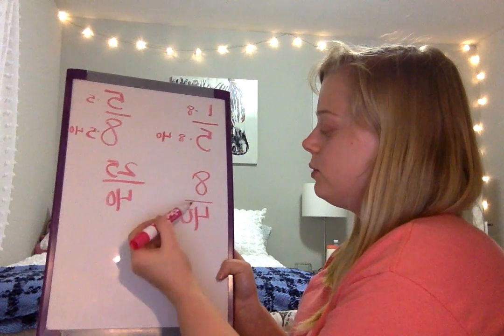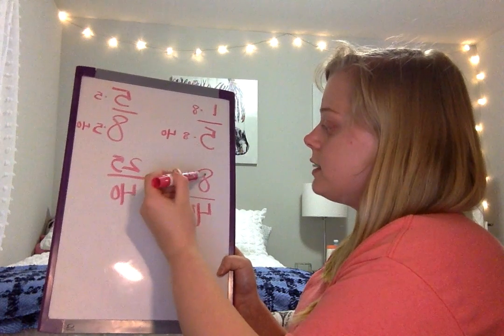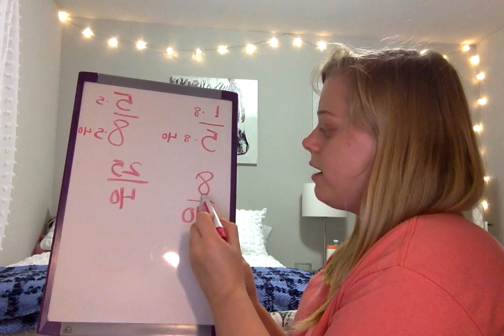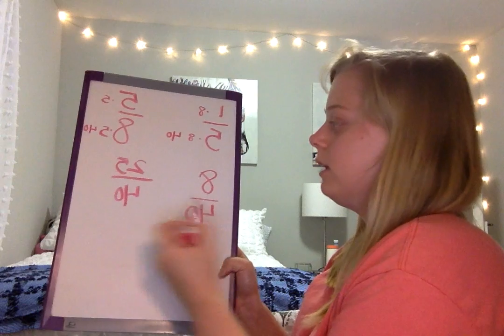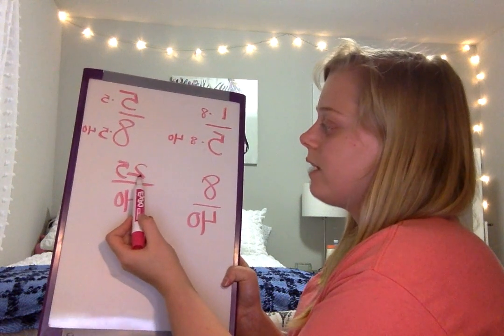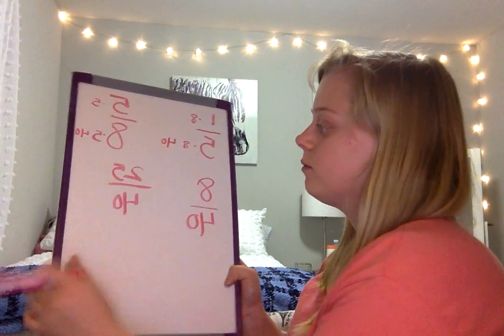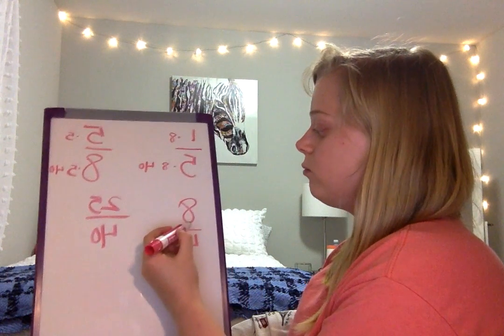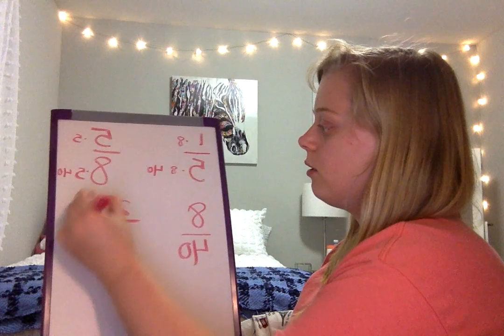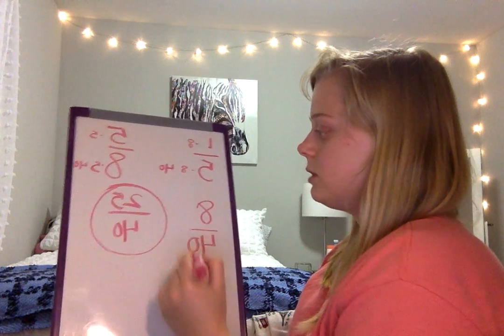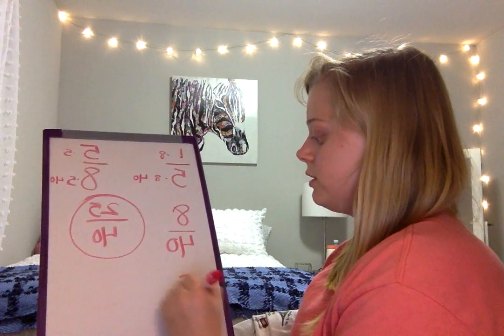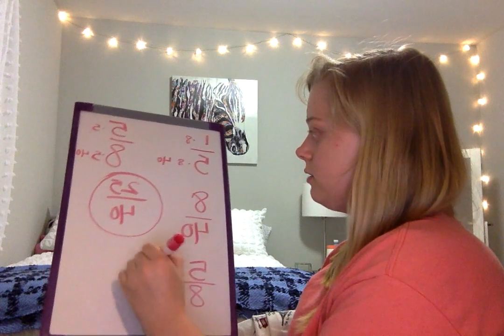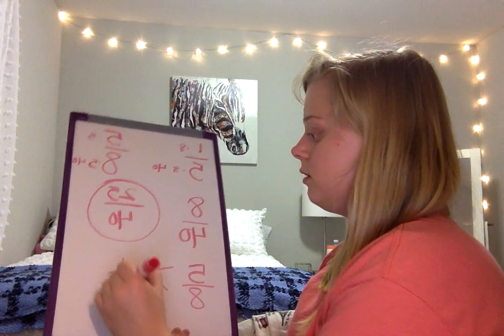Since these two are the same size, on this one we have 8 copies of 1 over 40. And over here we have 25 copies of 1 over 40. Well, since we know that they're the same size, we have to say which one is larger. 25 copies is larger. So that means our fraction 5/8 is greater than 1/5.